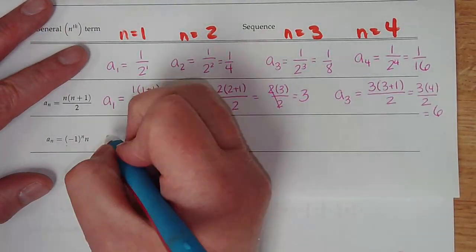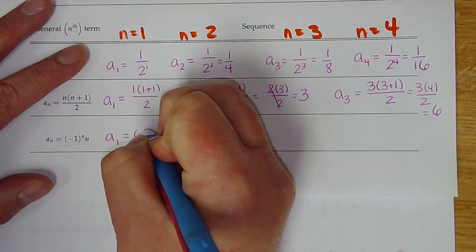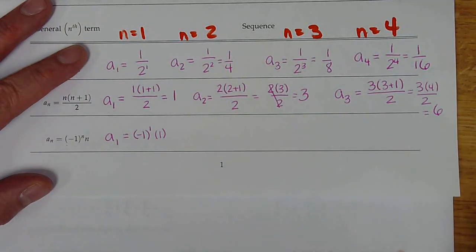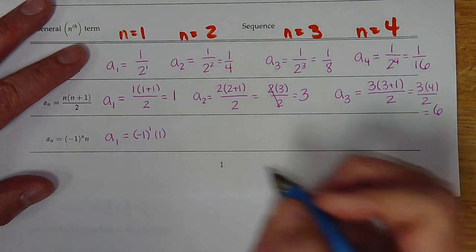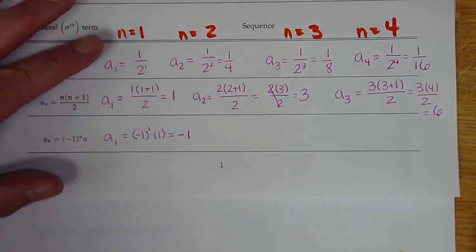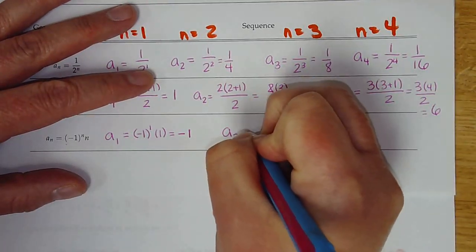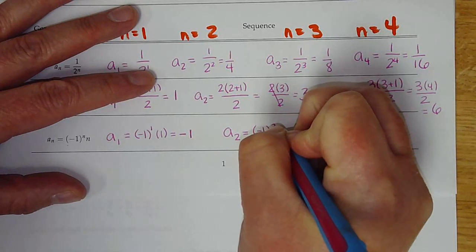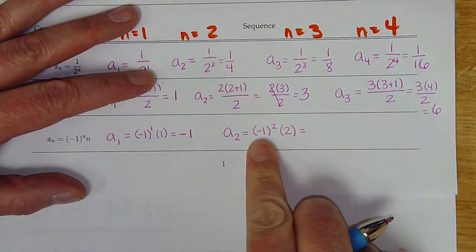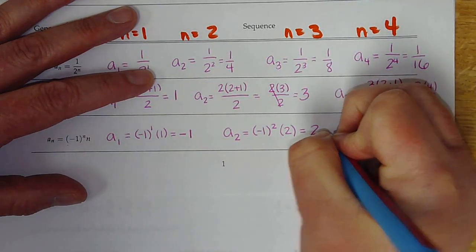So when n is 1, I have a1, and that's going to be equal to negative 1 to the first times 1. So negative 1 to the first is just negative 1. So this is going to be equal to negative 1. When n is 2, I get a2. So that's going to be negative 1 squared times 2. So negative 1 times negative 1 is going to give me a positive 1. So I get a positive 2 for my second term.